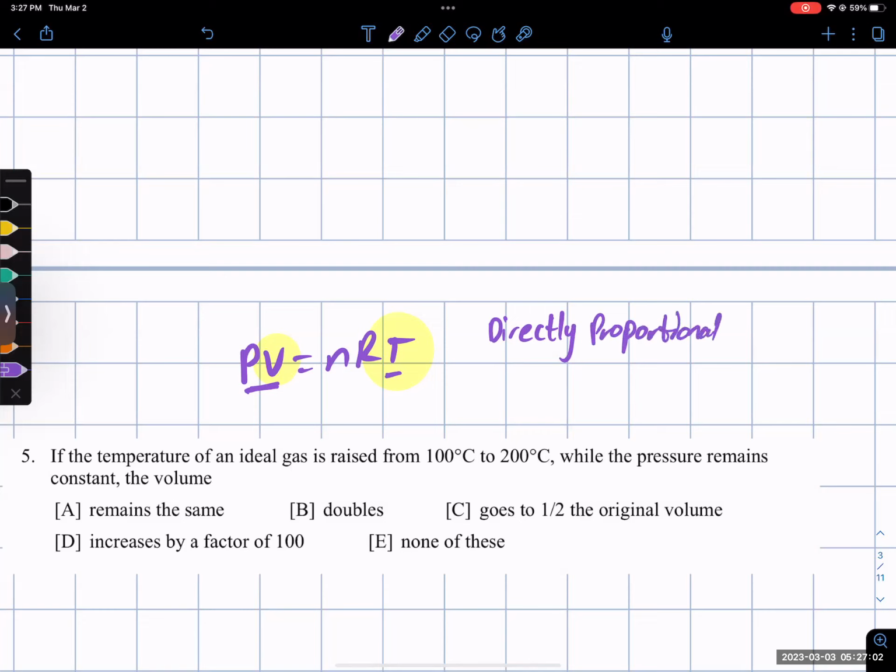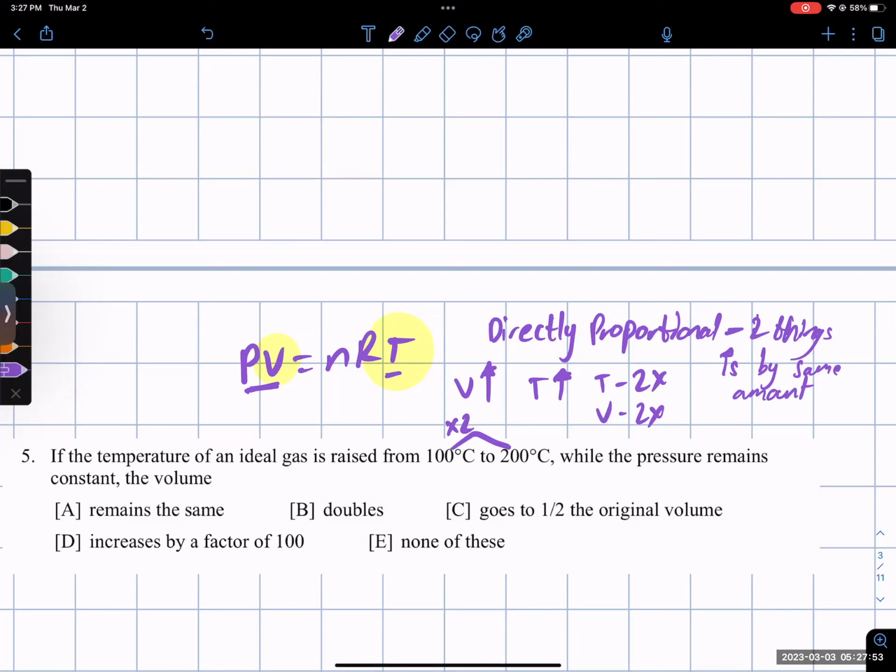Meaning that when volume goes up, temperature also goes up. In this case, 100 degrees to 200 degrees, how do you get there? Multiply by what number? The temperature is doubled, so what happens to volume? If they're directly proportional, they both increase by the same amount. Yeah, it doubles. Directly proportional just means two things increase by the same amount. Since you doubled the temperature of this gas, you doubled the volume. That's why the correct answer is B.